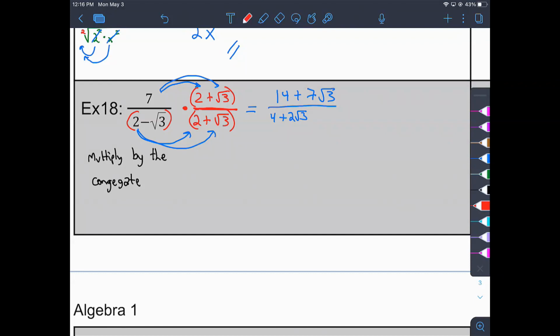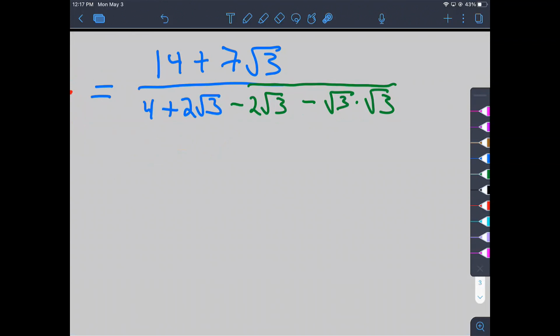I'll switch colors here. I already used red. How about green, I guess? Negative 3 times root 2. Well, that'll be a negative 2 root 3. Remember we said we usually write the whole number in front of the root symbol. And then what about this? Negative root 3 times positive root 3. That would give us a negative root 3 times root 3.